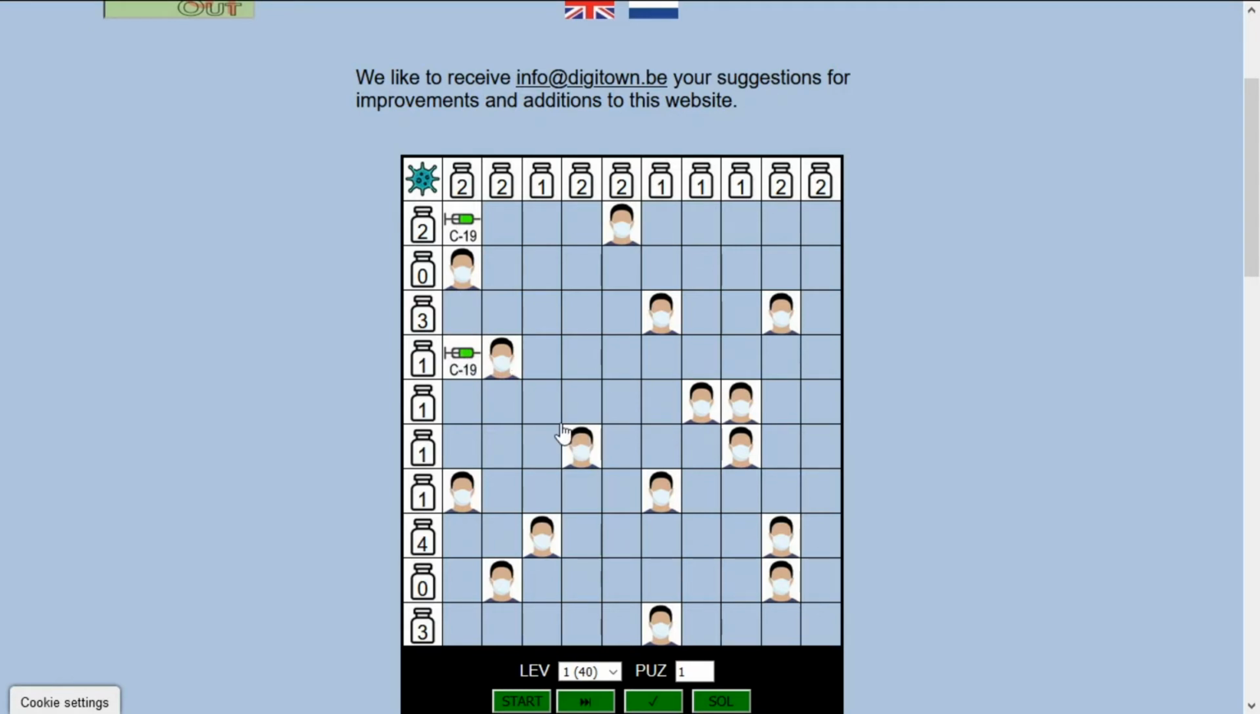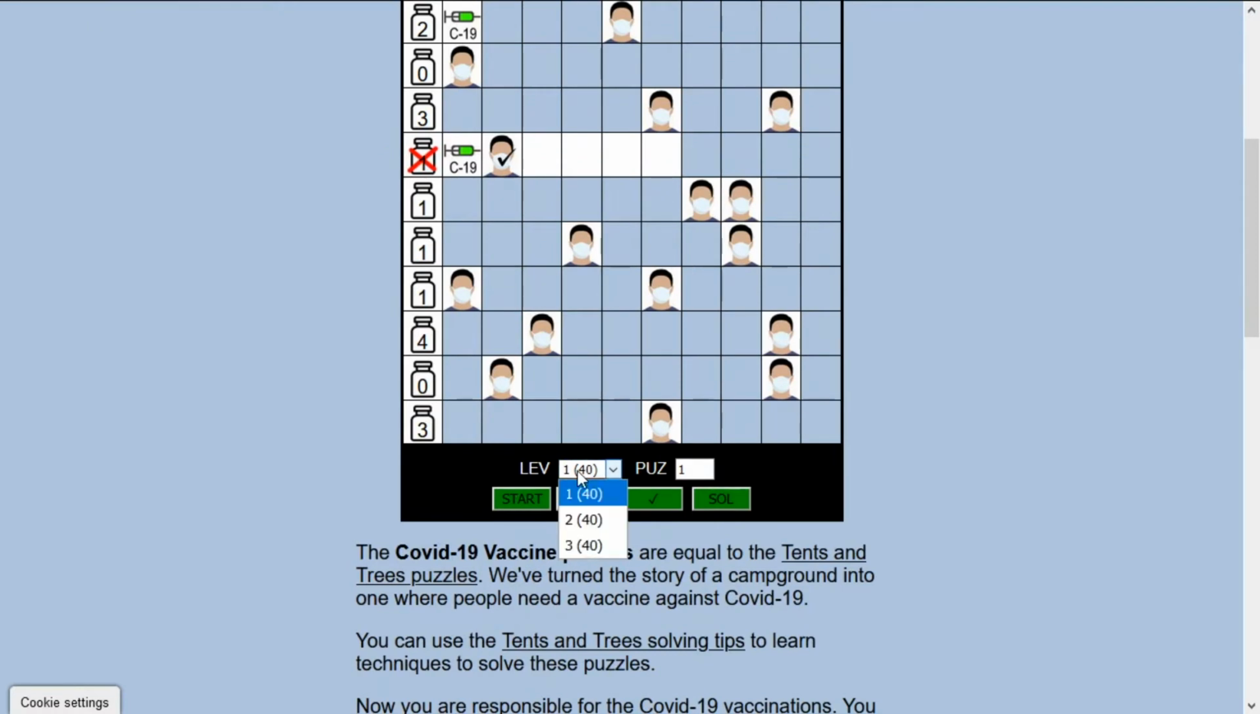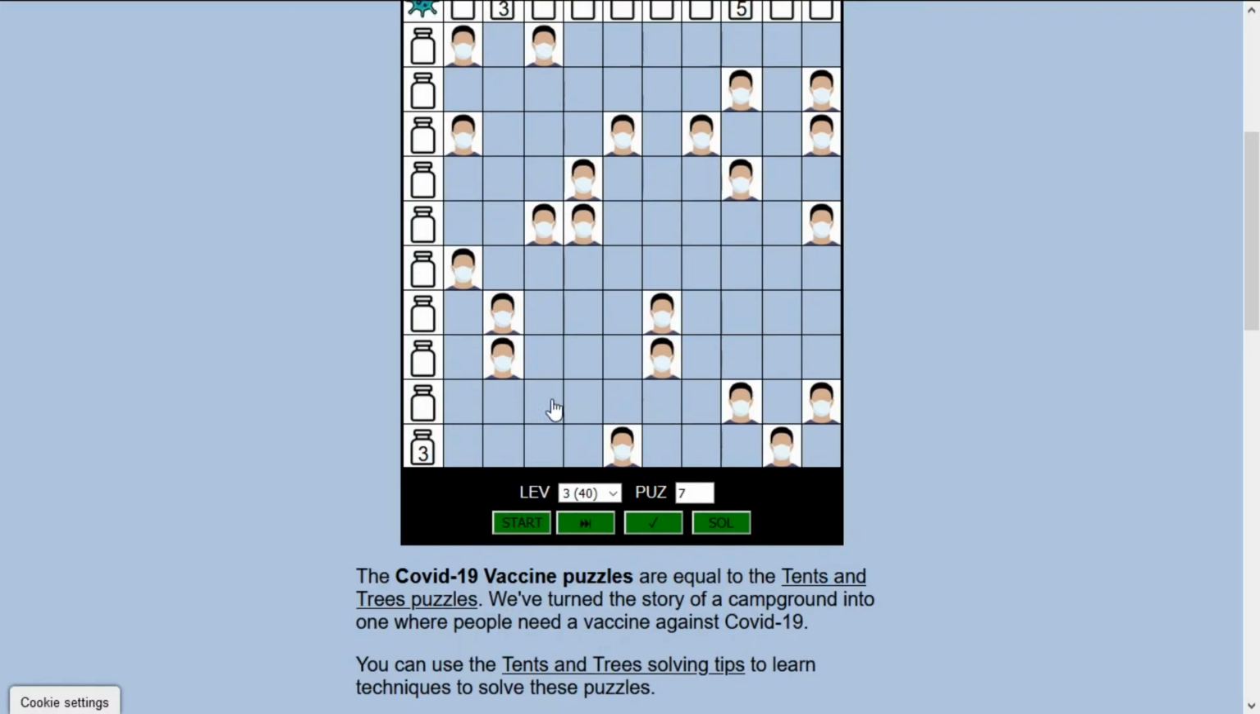And to make it easier, you can click on the person, to indicate that you have found the vaccine for that person. You can also click on the row to say that all the vaccines for that row are gone, because there's only one vaccine for that row. So then you can click and you make other cells white. So let's start with a higher level. I will choose puzzle 7 of the third level.